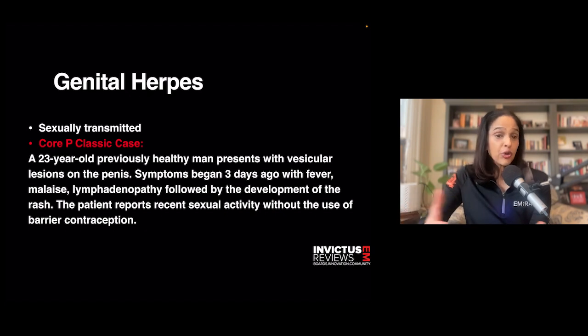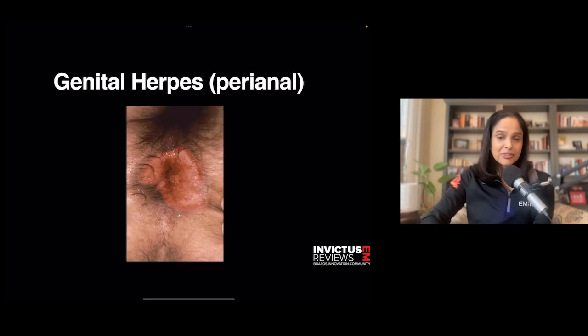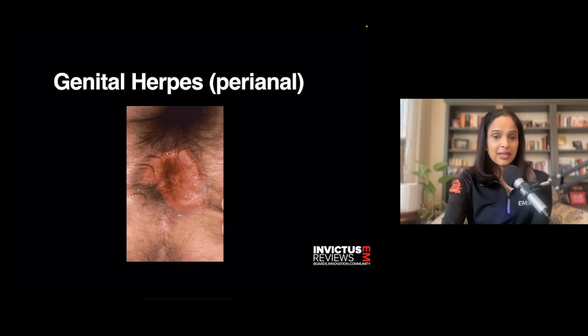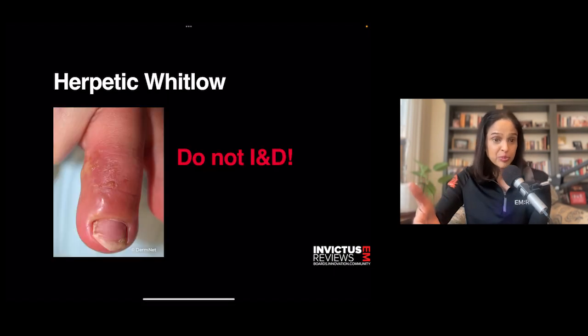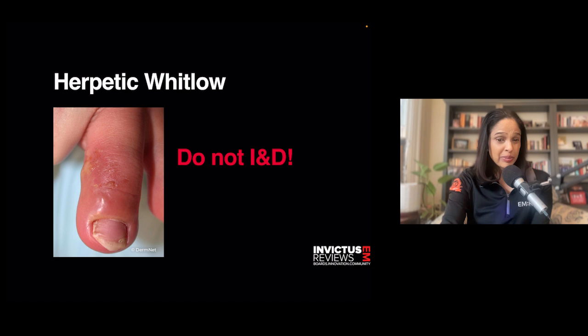All right. Genital herpes. Here's a classic case, straight out of Corpendium from the textbook. A 23-year-old previously healthy man presents with vesicular lesions on the penis. Symptoms began 3 days ago with fever, malaise, lymphadenopathy, followed by the development of the rash. The patient reports recent sexual activity without the use of barrier contraception. So this is what you're going to see. You may see pictures that accompany it. This one is a perianal genital herpes breakout. This is a pretty substantial ulcer. Remember, when the vesicles pop, they can leave ulcerations and the whole thing is quite painful.